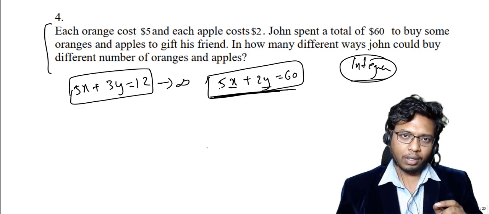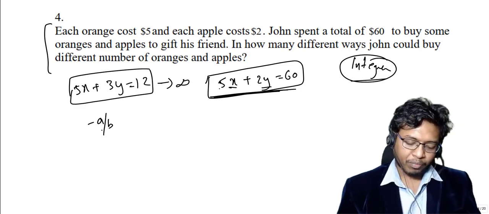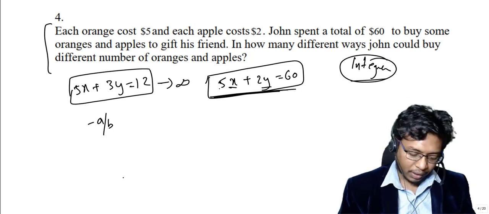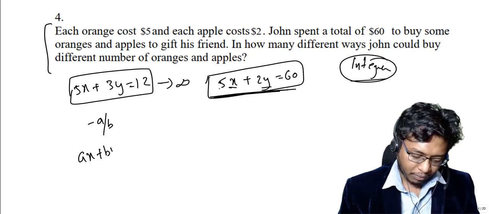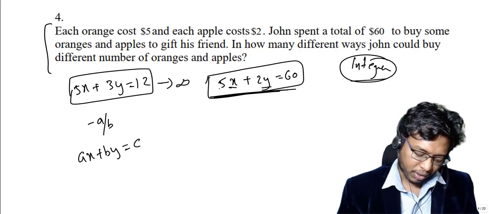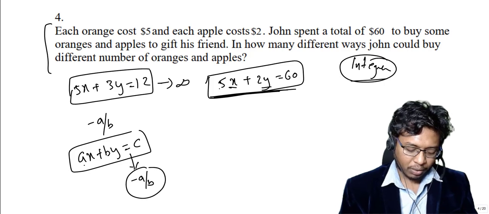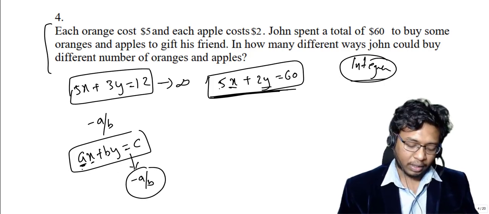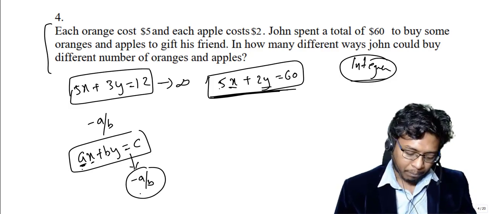The slope of this line will be minus a by b. I'll tell this in detail when we discuss coordinate geometry questions, right? Now see here, this line is of the form ax plus by is equal to c or something like this. Now the slope of this line will be minus a by b. That means whichever constant is there with the variable x, divided by the constant involved with y, with a minus sign: minus a by b.